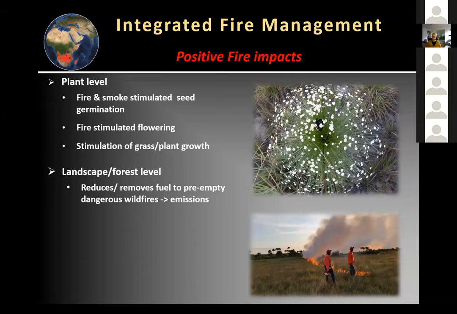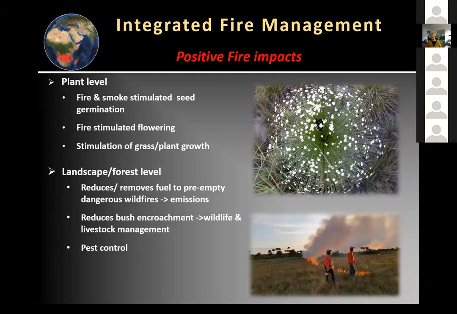At the landscape level, fire has a positive impact when we implement prescribed or controlled burning to reduce or remove fuel to preempt dangerous wildfires. And with that, of course, we also want to mitigate the emissions of these dangerous and large-scale wildfires. But it is also used in African countries to reduce bush encroachment and thus enhance wildlife and livestock management.